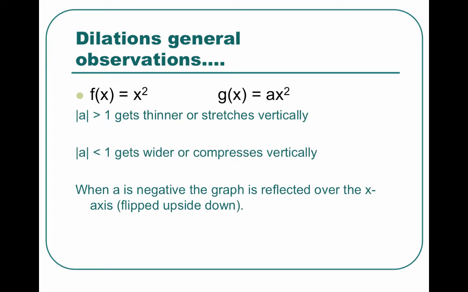And if we take a look at the value of a, if a is greater than 1, it's going to have a vertical stretch. It's going to go faster. If the absolute value of a is less than 1, it's going to compress it vertically. It's going to be wider. Wider is fine. If they ask you, skinnier and wider is fine. If a is negative, it's reflected upside down.